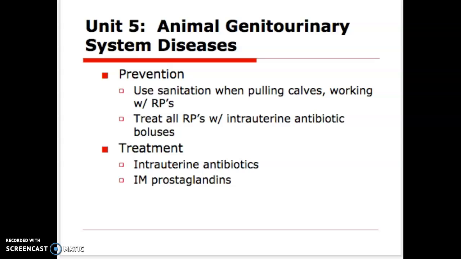Treatment, again, intrauterine antibiotics. I talked about those. Intramuscular prostaglandins, I think, is the much more accepted strategy at this point in time.